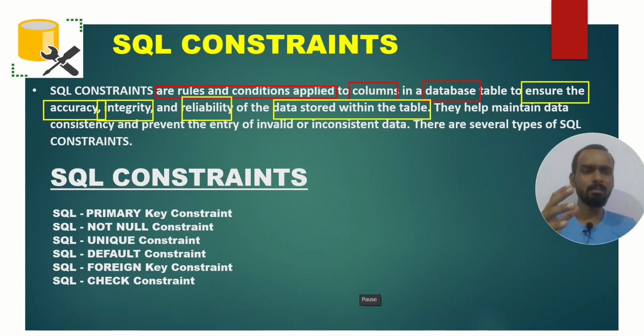We have almost six types of constraints in SQL. I'm using SQL Server, so I'm including those; there are other RDBMS systems, but I'm just covering SQL Server. First of all we will cover primary key, then not null, then unique, then default, then foreign key, then check.